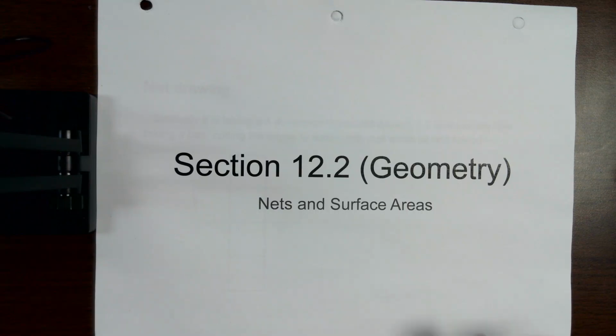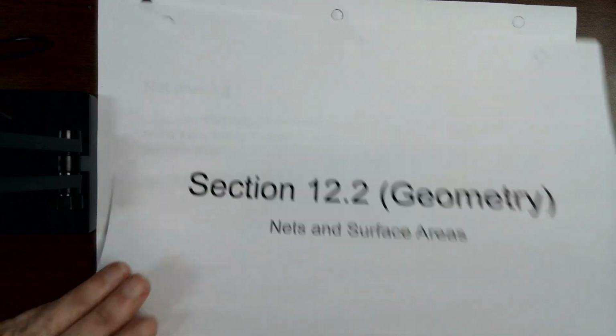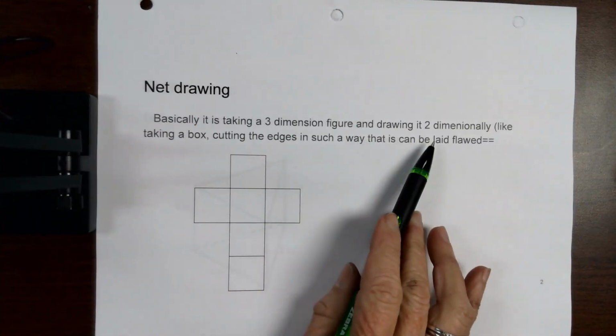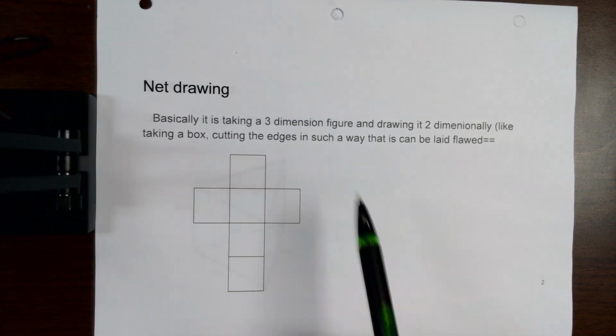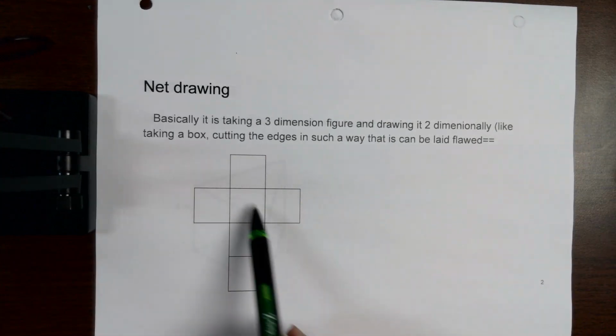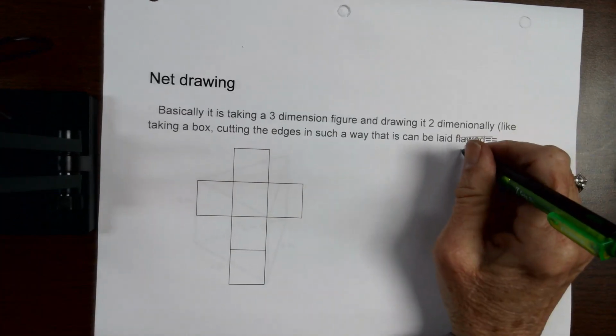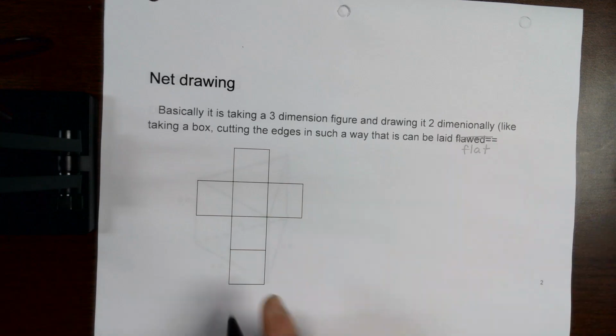Section 12.2 has to do with nets and surface areas. A net drawing is basically taking a three-dimensional figure and drawing it two-dimensionally, like taking a box and cutting all the edges in such a way that it can be laid flat. So basically this is a box unfolded.